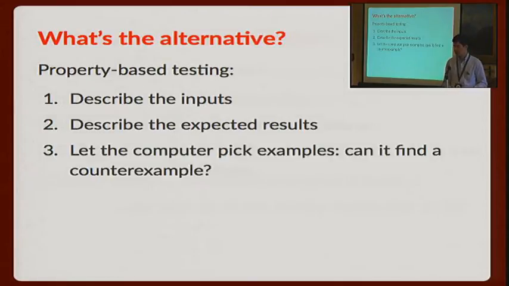And finally, we let the computer pick examples. And of course, it being a computer, it can do that very quickly, try hundreds of examples in a second, and it can see, can it find anything that breaks our test? Can it find any counterexamples?